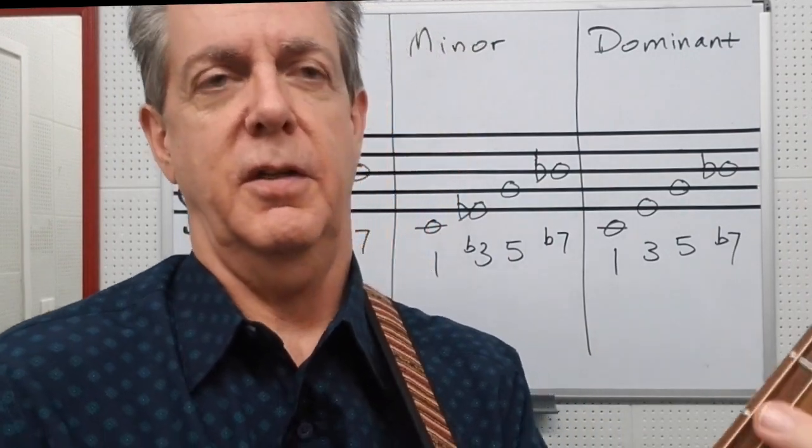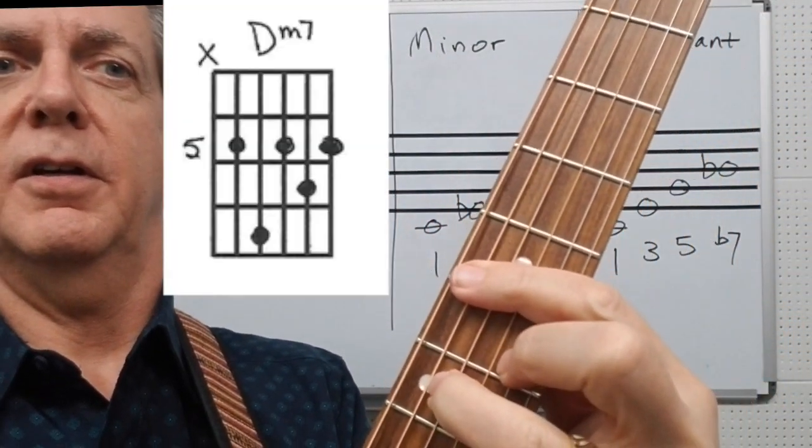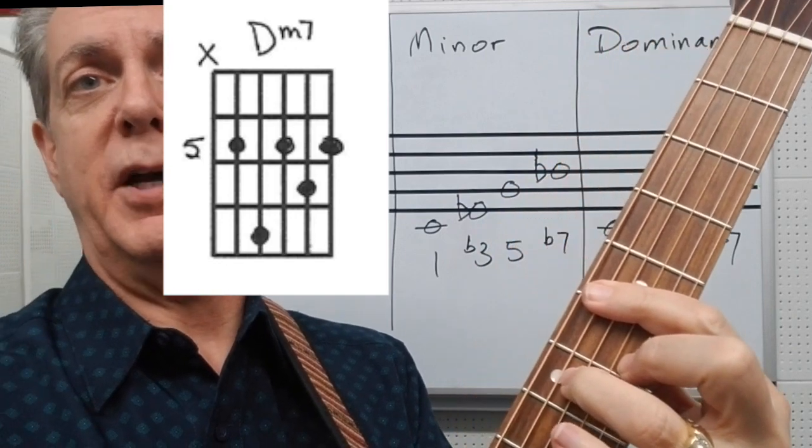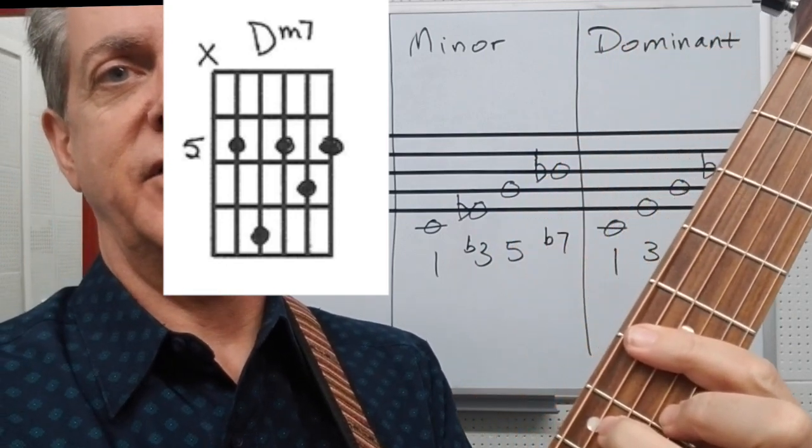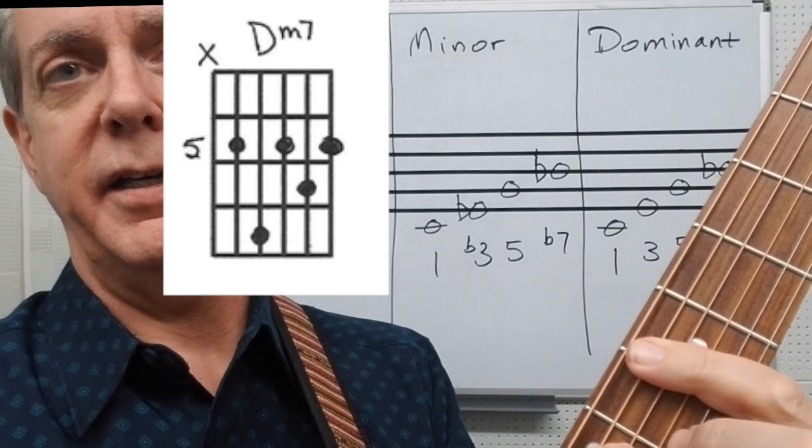You know other ways to play a D minor 7 chord. This is probably the one you've learned. Same notes, by the way, A, F, C, A, and D.